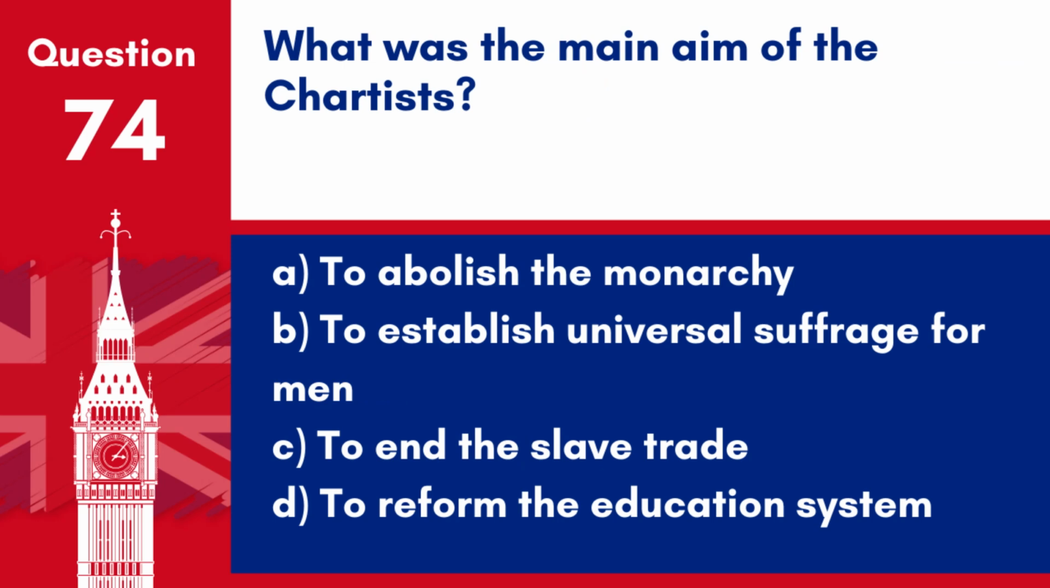A. To abolish the monarchy. B. To establish universal suffrage for men. C. To end the slave trade. D.